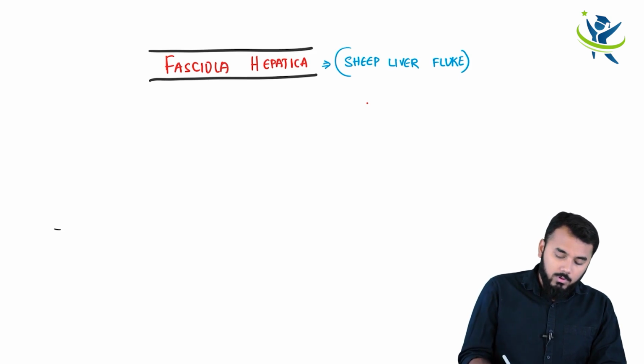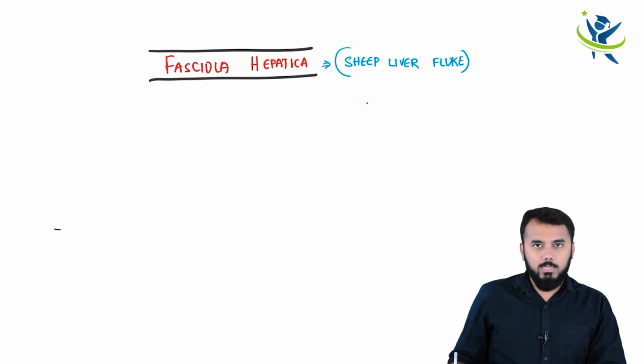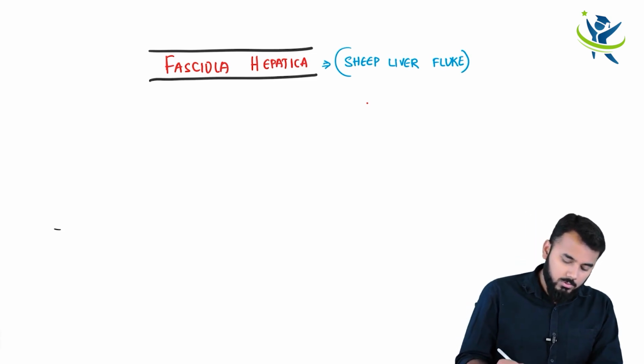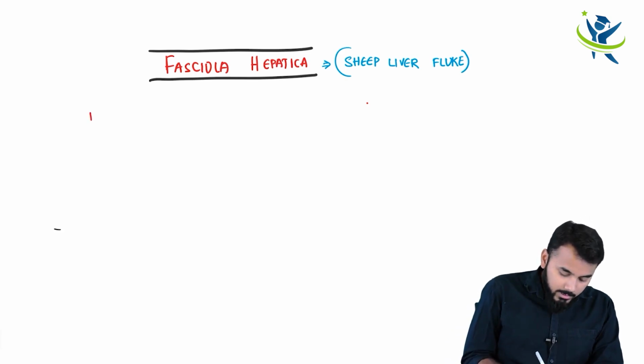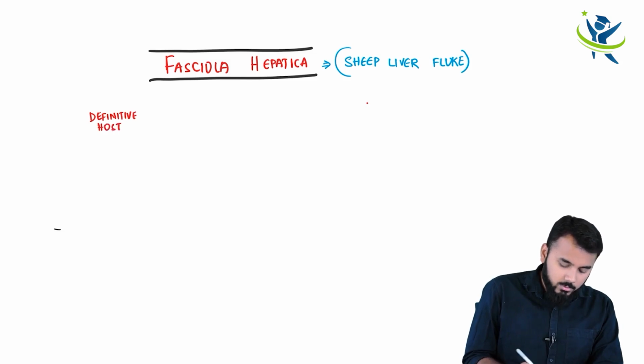Okay. Now one very important thing you need to understand here is that in the previous lectures, we have talked about the definitive host, the intermediate host and all, and also the infective form, right? So here also we shall be describing all of them. So the first thing we shall be going on with is the definitive host. Okay, so what is this? It will be the definitive host.